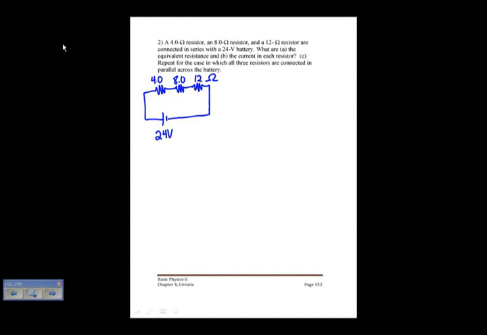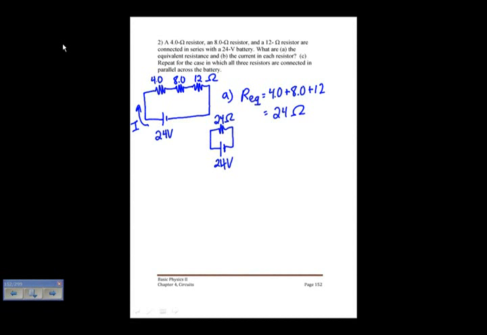I want to know first what is the equivalent resistance for part A. That's pretty easy. Equivalent resistance is just the sum. That's equal to 24 ohms. So that's my equivalent resistance. And that means, by the way, that I can replace those 3 resistors with a single 24 ohm resistor. This is a 24 volt battery. And now I want to know the current that goes through each resistor.